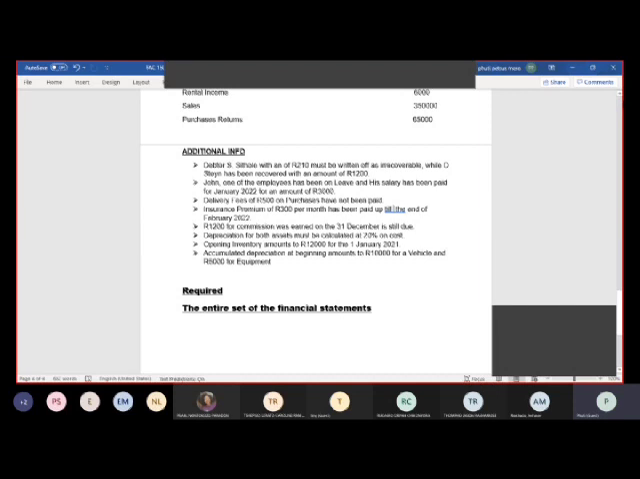Depreciation for both assets must be calculated at cost at 20%. Opening inventory amounts to 12,000 rand on the 1st of January 2021, and the accumulated depreciation at the beginning amounts to 10,000 rand on vehicle and 5,000 rand on equipment. I made it short and easy so that it shouldn't be complicated with regards to new purchases of assets and disposals, which would obviously trigger the depreciation calculation.